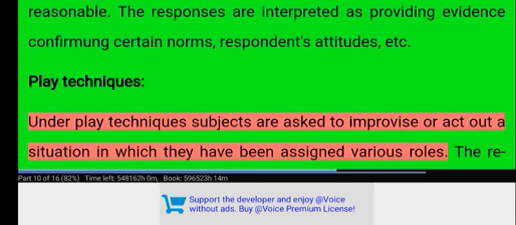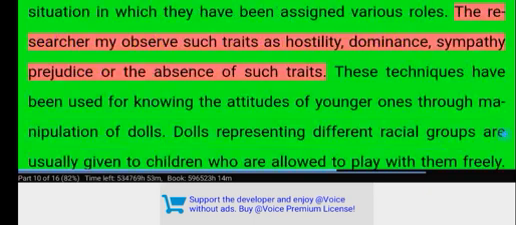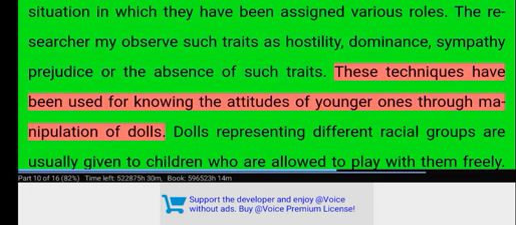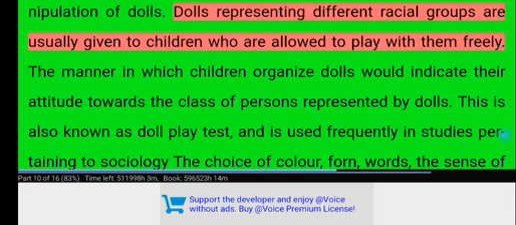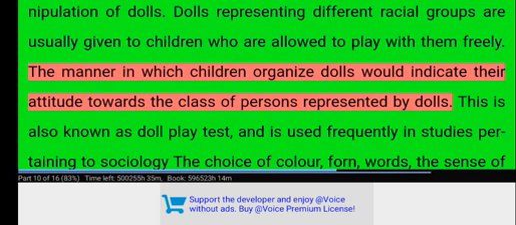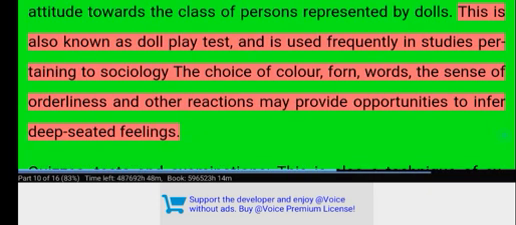Play techniques. Under play techniques, subjects are asked to improvise or act out a situation in which they have been assigned various roles. The researcher might observe such traits as hostility, dominance, sympathy, prejudice, or the absence of such traits. These techniques have been used for knowing the attitudes of younger ones through manipulation of dolls. Dolls representing different racial groups are usually given to children who are allowed to play with them freely. The manner in which children organize dolls would indicate their attitude towards the class of persons represented by dolls. This is also known as the doll play test, and is used frequently in studies pertaining to sociology. The choice of colour, forms, words, the sense of orderliness and other reactions may provide opportunities to infer deep-seated feelings.